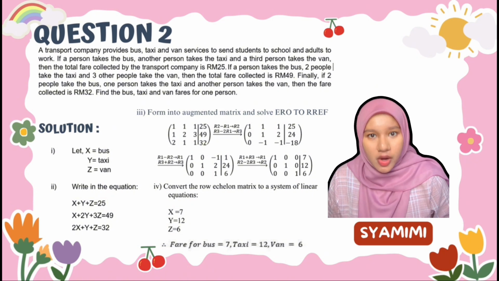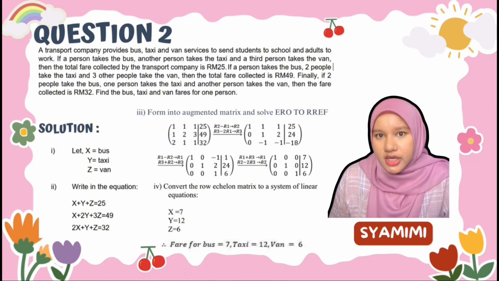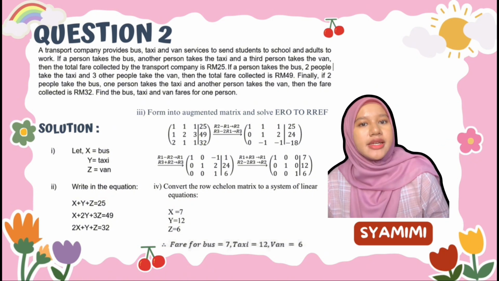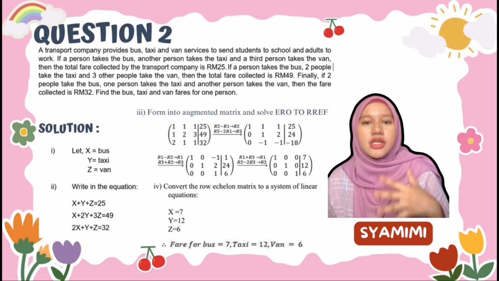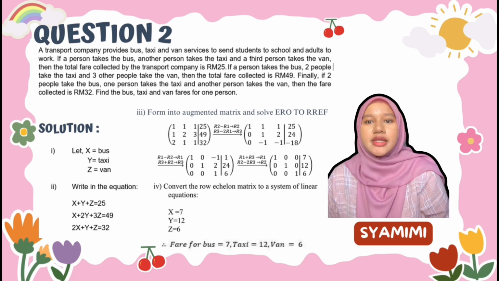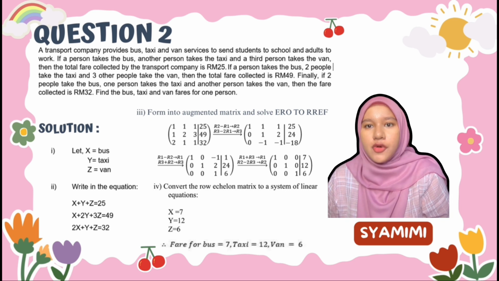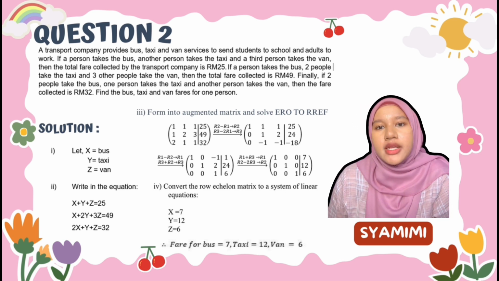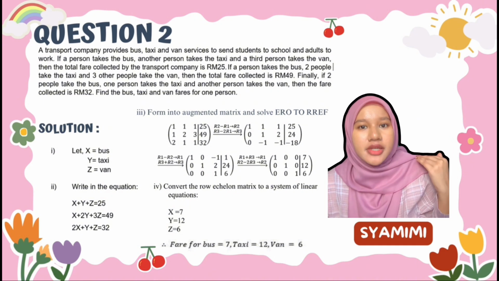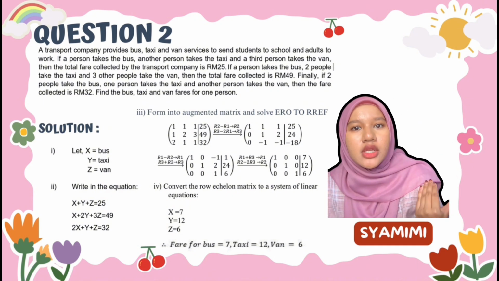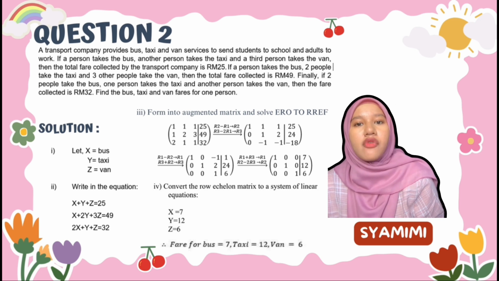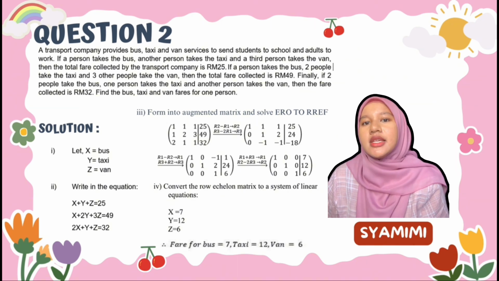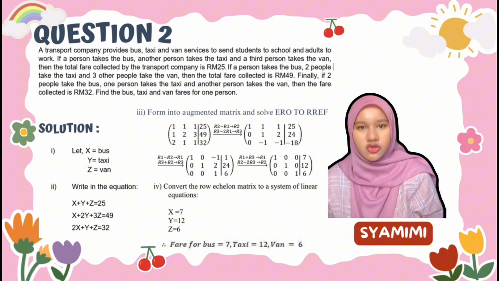Next, we can transform that into the augmented matrix since we will use Gauss-Jordan elimination to solve this problem, so that we will solve the RREF. Then after we are done with RREF, we will convert this matrix to a corresponding system of linear equations so that we will get X equal to 7, Y equal to 12 and Z equal to 6. For the final answer, we get the fare for the bus is RM7, taxi is RM12 and van is RM6.